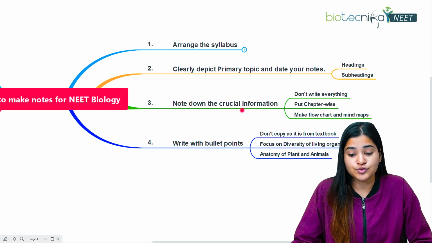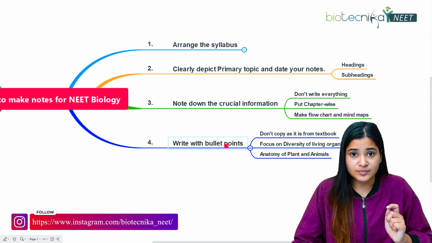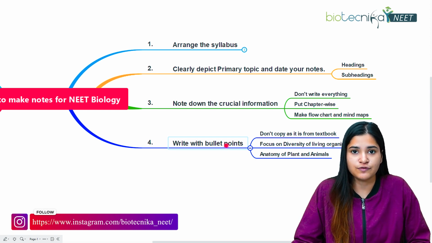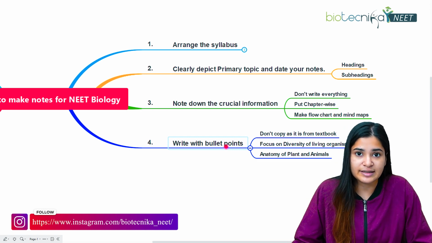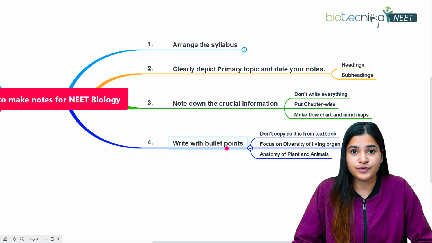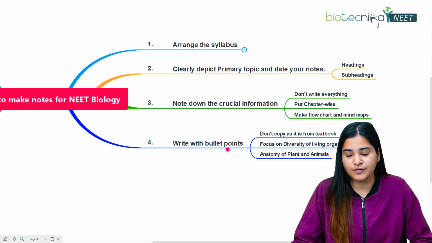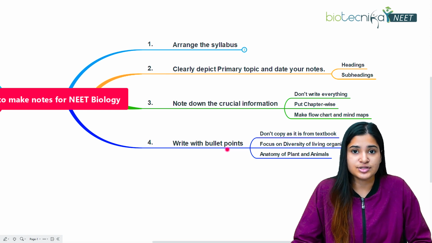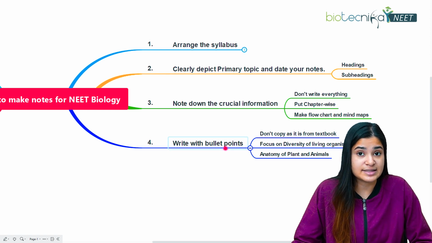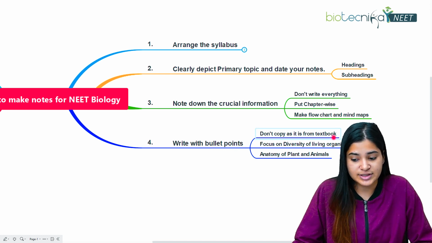So one way to note down the crucial information is to write with bullet points, because if you're writing separately, 1, 2, 3, 4, in straight sentences, it will be easy for you to understand the concept when you refer to those notes. Even if you are referring after so long, it will be easy to understand in a quick amount of time, and it will take less time for revision also. So write with bullet points and don't copy as it is from the textbook.